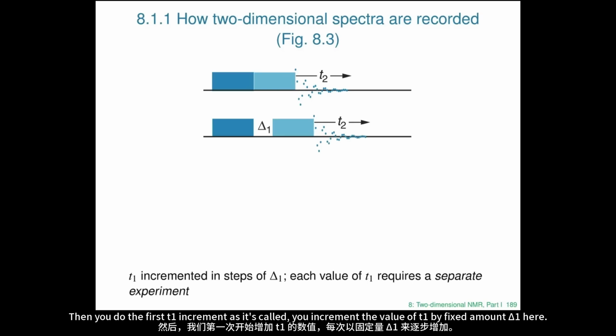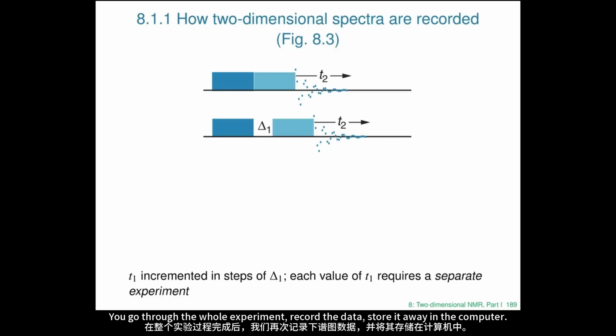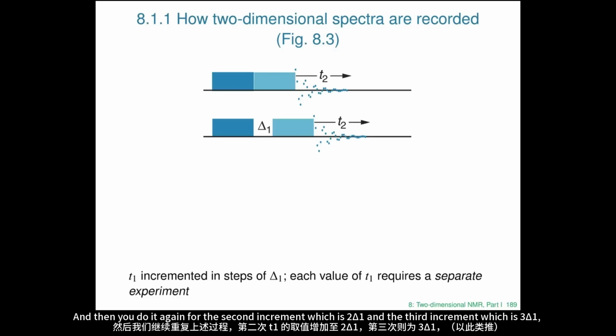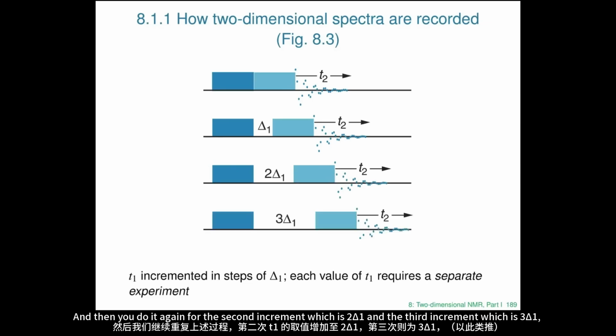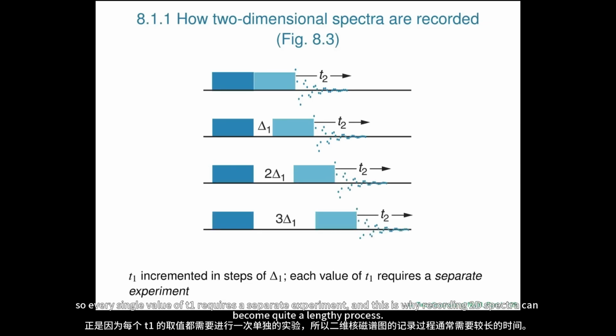Then you do the first t1 increment, as it's called. You increment the value of t1 by a fixed amount, delta 1 here. You go through the whole experiment, record the data, store it away in the computer. And then you do it again for the second increment, which is 2 delta 1, and the third increment, which is 3 delta 1. So every single value of t1 requires a separate experiment.